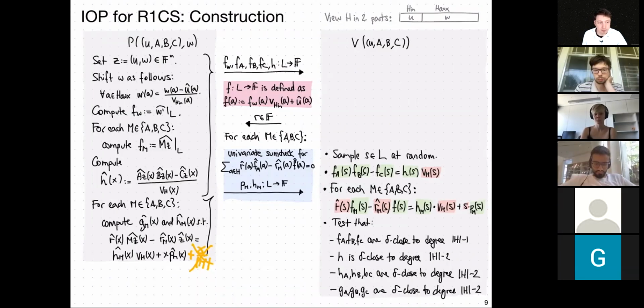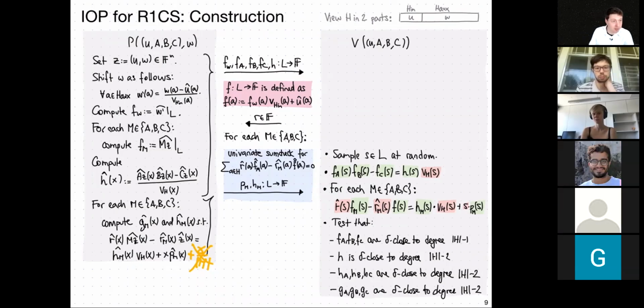So we assume that L and H are disjoint sets because we divide by this vanishing polynomial, and we don't want this to be 0. Yeah, and this is the reason why at the beginning I was not assuming that H is a subset of L. Further questions?